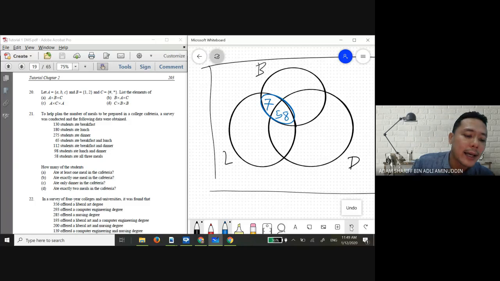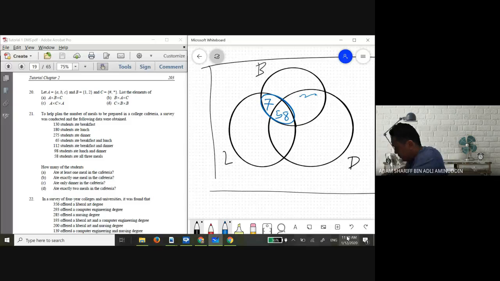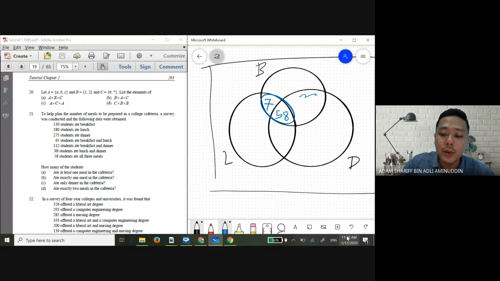Okay. I get the idea and I proceed with breakfast and dinner. 112. This region yang kecil yang kanan ni yang only breakfast and dinner, jadi 112 tolak 58. Kalkulator kejap. This will be 54 and this will be 40.